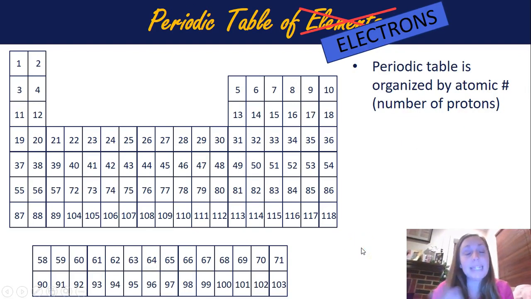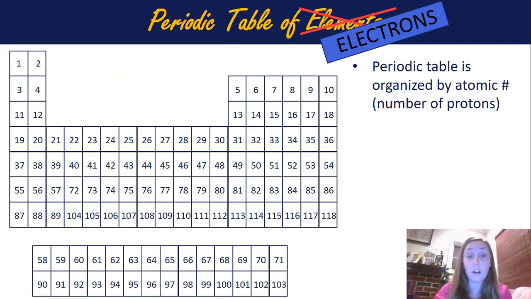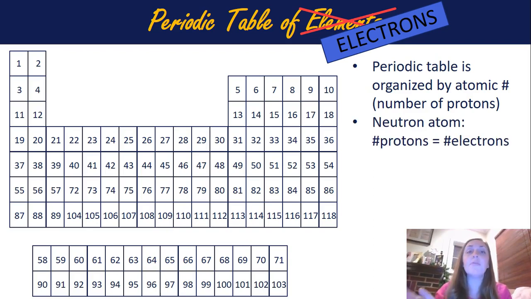So what we want to keep in mind is the periodic table is actually organized by atomic number, which is the number of protons, right? So hydrogen has 1 proton, helium has 2 protons, lithium has 3 protons, and so on. Now we're going to be talking about neutral atoms, meaning they have no overall charge. So if they have no charge, then the number of protons and the number of electrons have to be equal. So that means over here, hydrogen has 1 electron. Helium has 2 electrons.